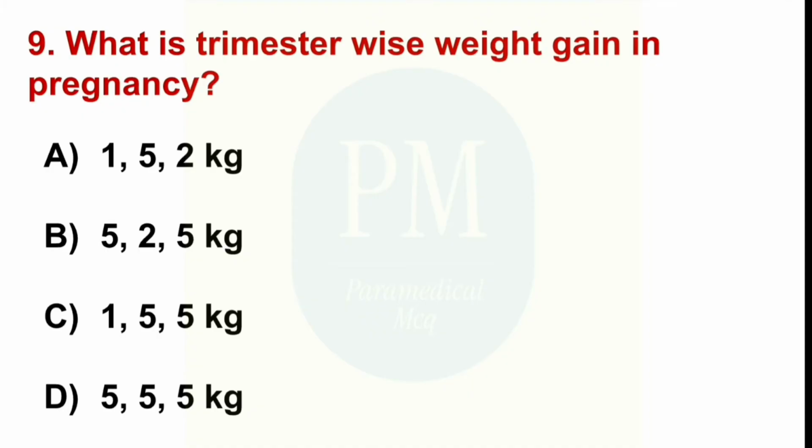What is trimester-wise weight gain in pregnancy? Option A. 1-5-2 kg. Option B. 5-2-5 kg. Option C. 1-5-5 kg. Option D. 5-5-5 kg. The correct option is option C. 1-5-5 kg.